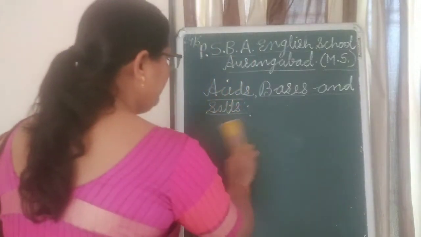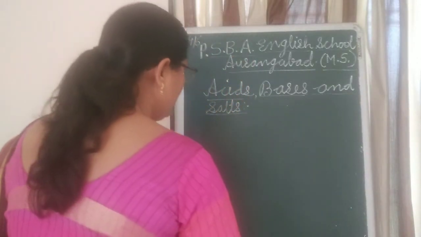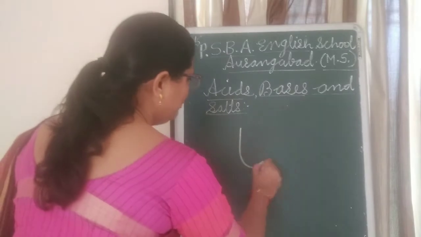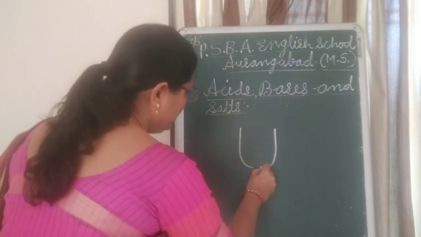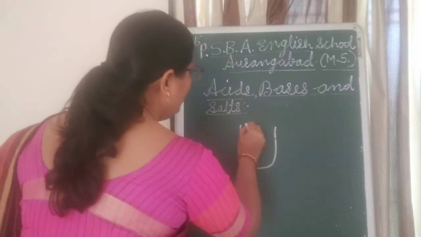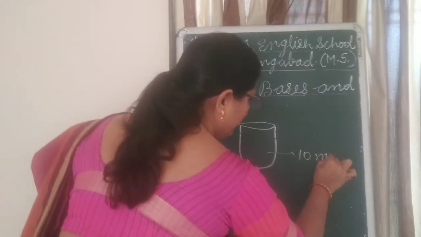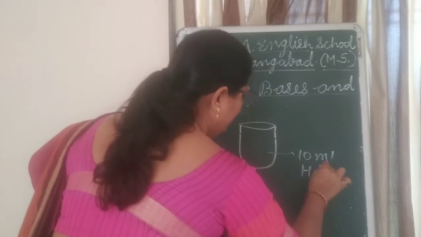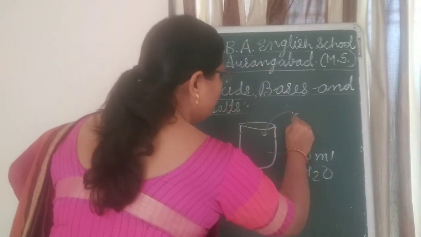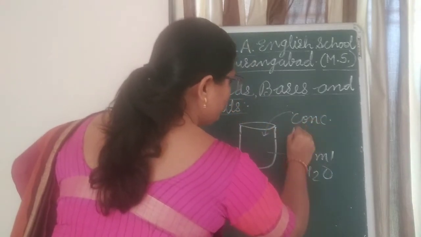For this, one simple activity is given in the textbooks. You have to take one small beaker, and in the beaker you have to take 10 ml of water. Okay children, and you have to add a few drops of concentrated H2SO4.